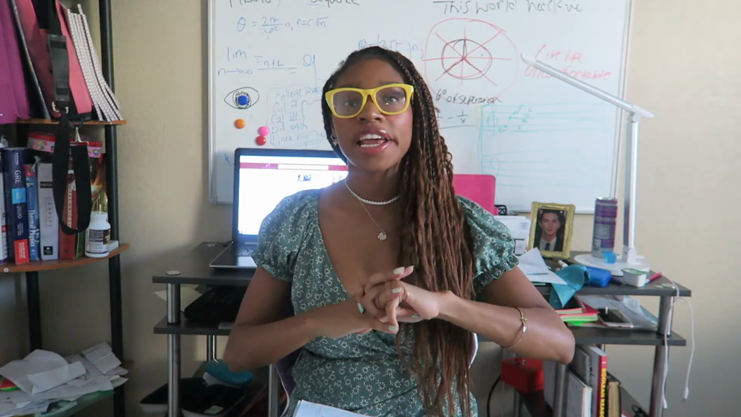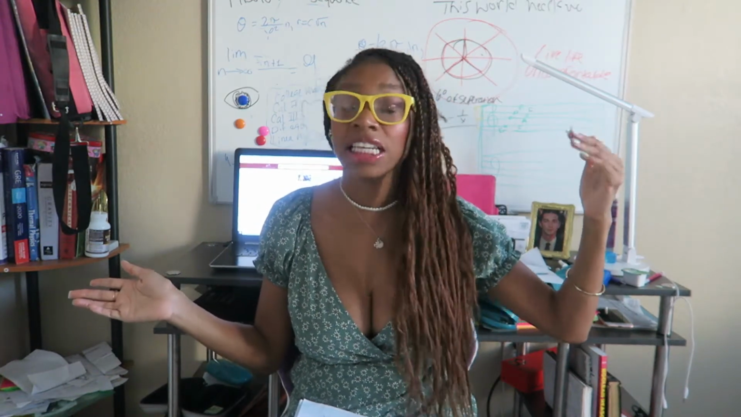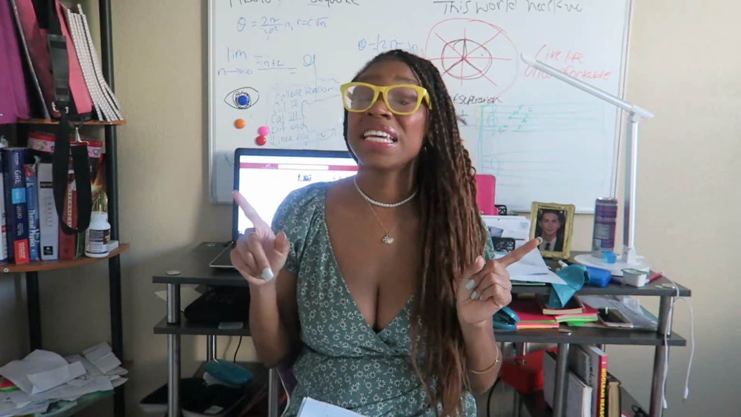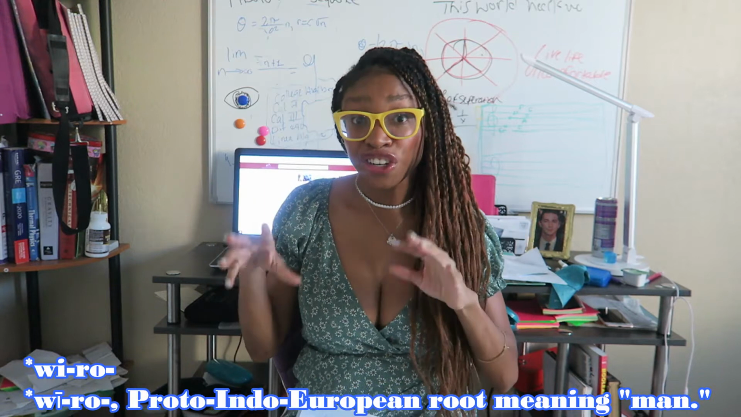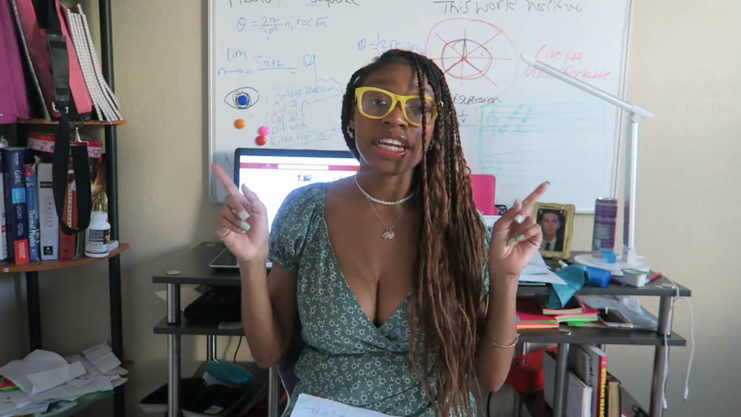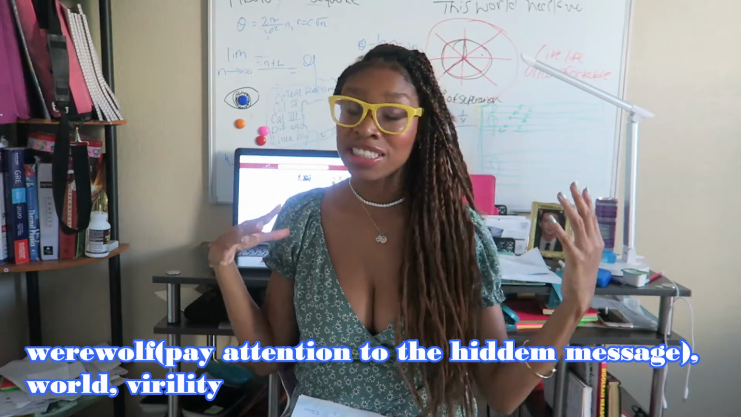So the word virtue reminds me of the word verde and obviously virgin. Ver from verde means the same as in vernal equinox, which is the same as springtime. Virtue comes from the PIE root vero, meaning man. So even if you hear that vero, that sounds like Virgo, which is the same as virgin. Related words to that are werewolf, world, and virility.